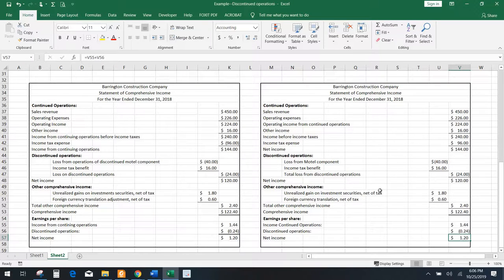So everything appears correct. Once again, just a little reminder, in class we did not do the other comprehensive income component, and we did not do the earnings per share component. However, I included them in this because it's in the book and it could pop up on the test. So just in case it does, you know what you're dealing with and how to calculate those values. So hope this helps, and good luck on your test.